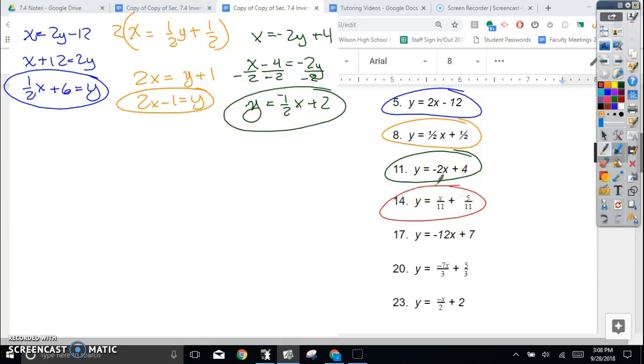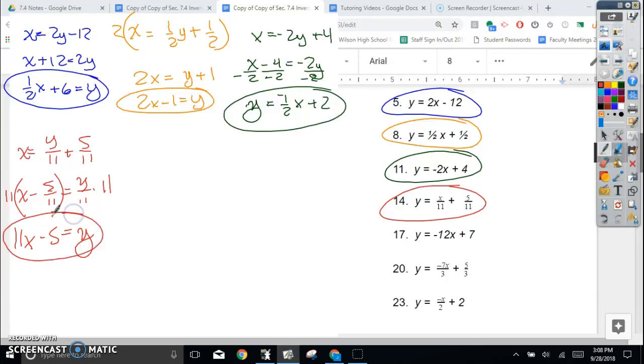14, so I got x equals y over 11 plus 5/11. So we have x minus 5/11 equals y over 11. Multiply everything by 11. So I switched the order up there a little bit, where I waited to multiply by 11. You could have multiplied by 11 right away. You get the same answer. It's kind of like potato. You really could do it either way.